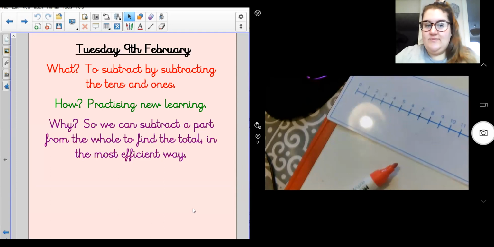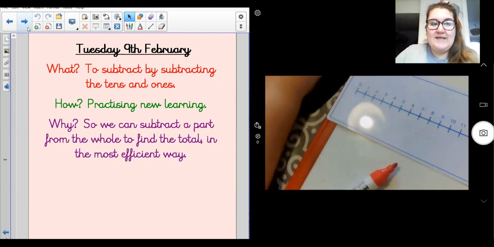So why are we doing it? So that we can subtract a part from the whole to find the total in the most efficient way. And that bit is really important because we know that we can count back lots and lots of times, but sometimes there are quicker and more efficient ways of doing things. And that's what we're going to explore today.